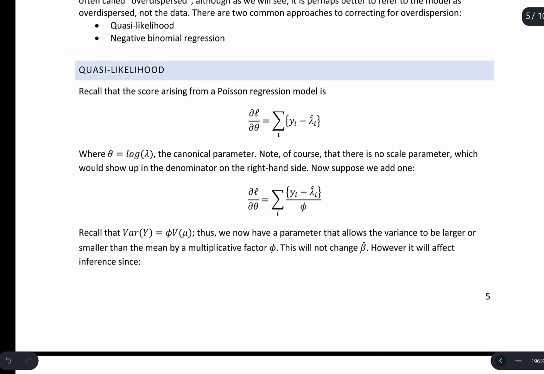Starting out, recall that previously we saw the score function for the Poisson regression model, and here's what that looks like. In this particular case, theta is equal to log lambda. Remember, that's our canonical parameter. Of course, there's no scale parameter, which would show up in the denominator on the right-hand side. Remember, we thought of that scale parameter back when we were looking at the exponential family. But let's add one into the denominator.